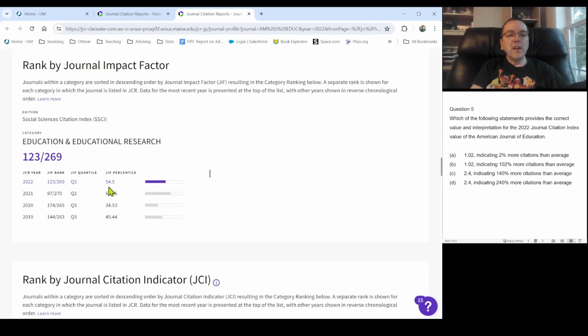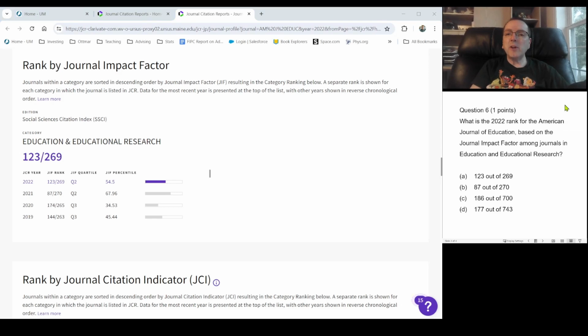The percentile rank is 54.5. So it gives you a sense of how it compares. It's right around the middle, so a decent, solid journal. Then that's our next question, isn't it? Question 6: What is the 2022 rank based on the journal impact factor among journals in education and educational research? And we see it's 123 out of 269. So A is our answer.